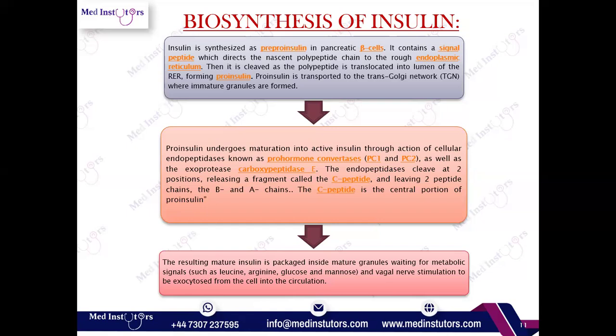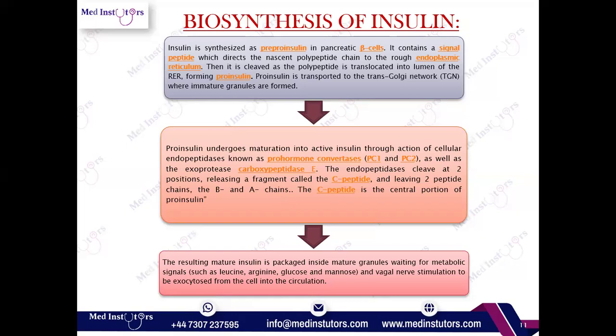After removal of the C peptide in the Golgi apparatus, the resulting mature insulin is packaged inside the granules, waiting for metabolic signals such as leucine, arginine, glucose, mannose, and vagal nerve stimulation to be exocytosed from the cell into the circulation.